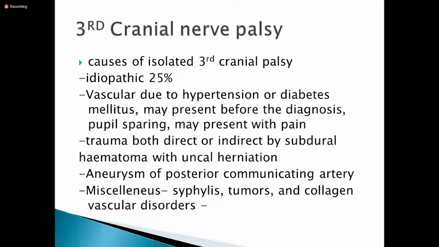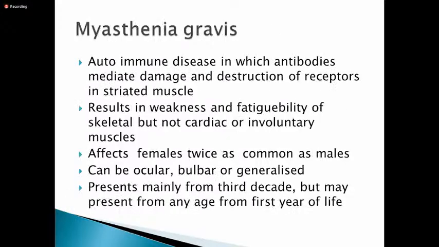or intracerebral bleed. But again, if there is no trauma and the pupil is also involved, then you think about aneurysm. And of course, aneurysm is very important. It needs to be handled with care, because it can rupture and cause a very bad complication. Other miscellaneous causes are syphilis, tumors, and collagen vascular disorders. Those are other causes of third cranial nerve palsy.